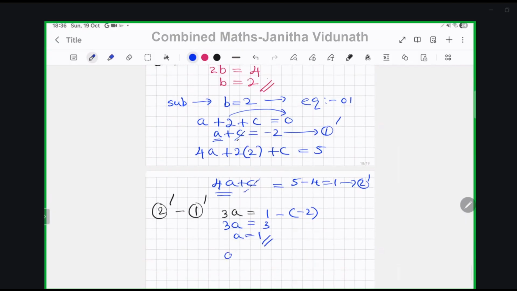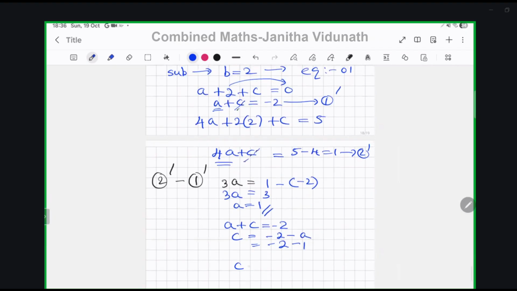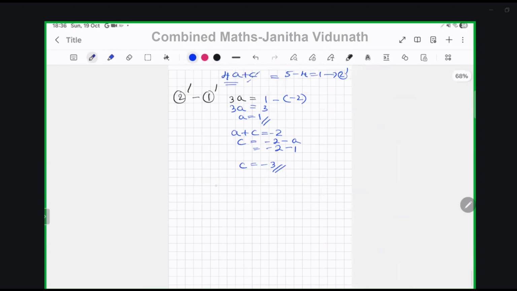From the first equation, we have A plus C equal to minus 2. From there, we can obtain C is equal to minus 2 minus A. That means minus 2 minus 1. Then C is equal to minus 3. Then A value is 1, B value is 2, C value is minus 3.